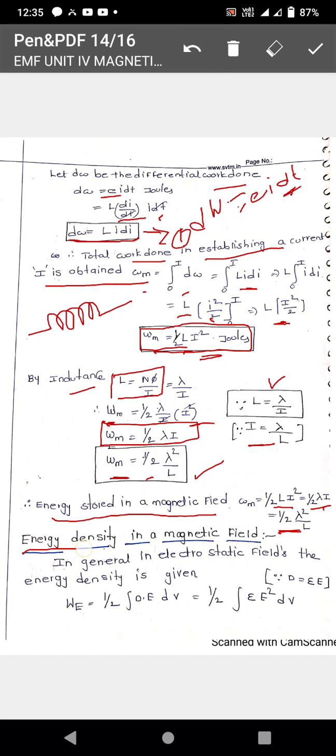Now we go for energy density in magnetic field. In general, in electrostatic fields, the energy density is given by, already we know, half integral D dot E dV, that we derived previously. That equals half integral D dot E, that is epsilon E square dV, since D equal to epsilon E, we can substitute like that.